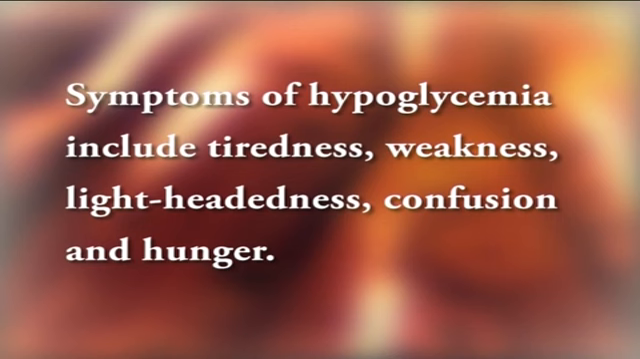Carbohydrates are the main source of glucose because they are broken down into simple sugars during digestion and enter the cells with the help of insulin for further utilization by the cells. Symptoms of hypoglycemia include tiredness, weakness, lightheadedness, confusion and hunger.